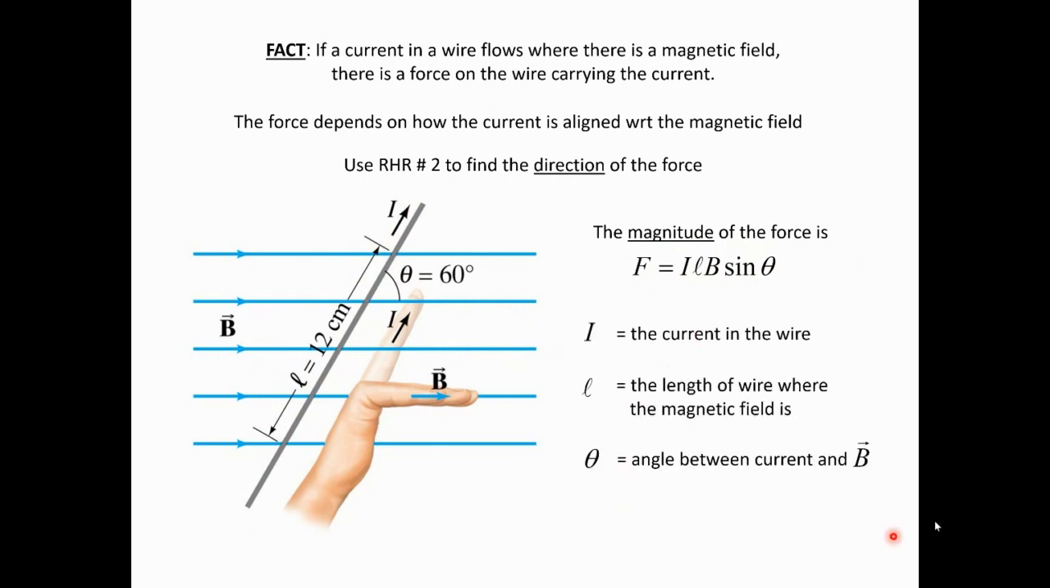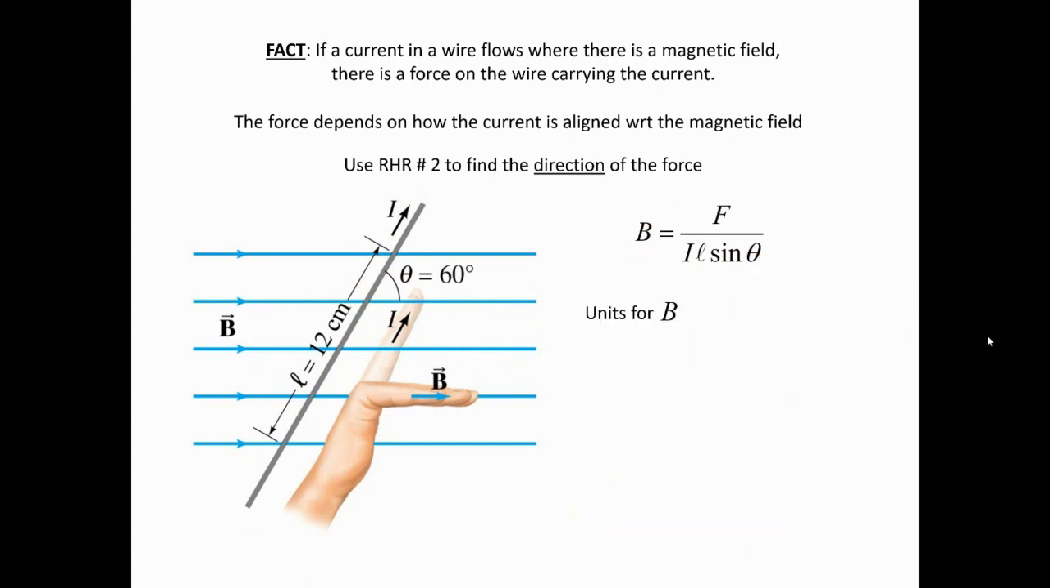Here I've listed what the symbols mean. Interestingly, this is what actually defines the magnetic field, the B. So we can take this equation and solve it for B. And it looks like this. And so that'll tell us what the units for B are. So the units are Tesla, after the famous scientist. And a Tesla is given in terms of other units by this formula. So force is in newtons, current is in amperes, and L is in meters. So 1 newton per ampere meter is a Tesla.